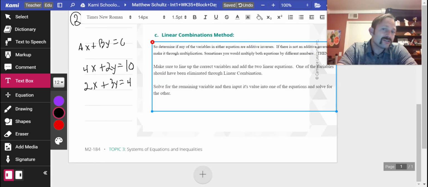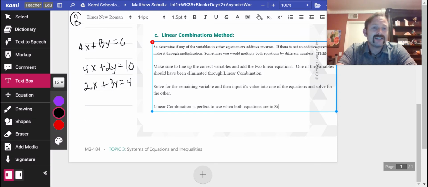So when is this good to use? Linear combination is perfect to use when both equations are in standard form.